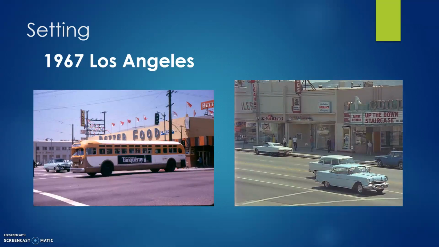The setting is 1967 Los Angeles, so it's set in kind of an older environment in the 60s. I don't know if that means the dialogue and the communication is going to be somewhat different, but definitely the attire and things like that are completely different.